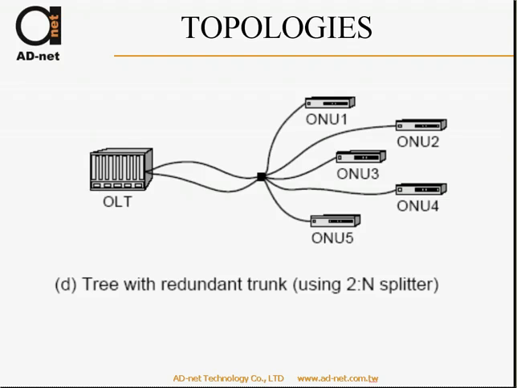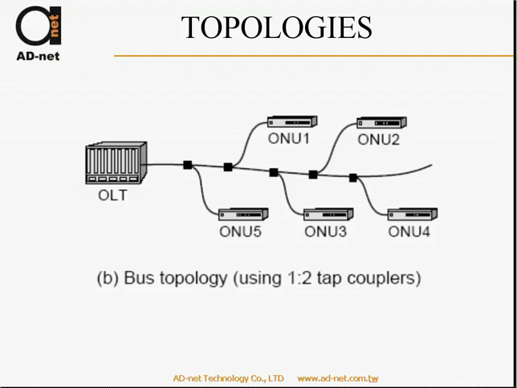The next topology is a tree. Here again you can see we use the 2 against n splitters, and again the main optical link is redundant. And the most common topology, which actually is the most cost saving in terms of fiber laying costs, is the bus topology. You see, it's absolutely a tree topology. It actually looks like a tree. You can call it a bus. So actually the name is not important.